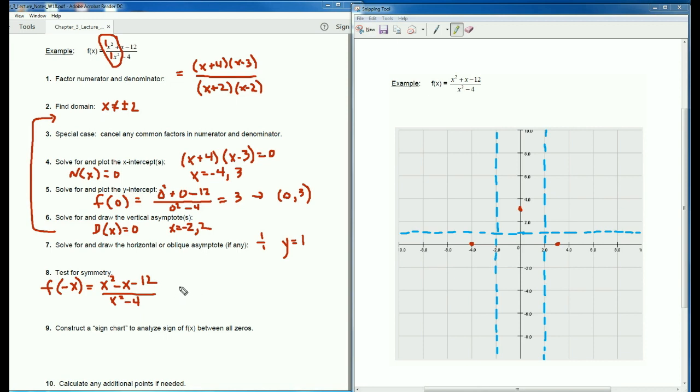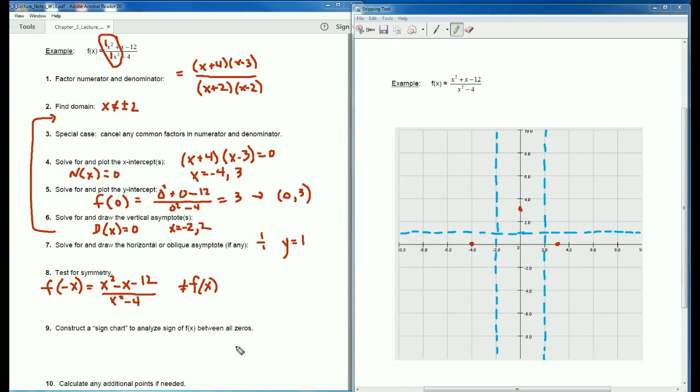Okay, that is not the same as f of x because of the sign change right here. Okay, so in other words, there is no symmetry with respect to the x-axis. And then if f of negative x is equal to the opposite of f of x, which just at a glance you can see clearly it's not. Okay, so there is also no symmetry with respect to the origin. All right. Okay, so no symmetry, that doesn't really help us much.